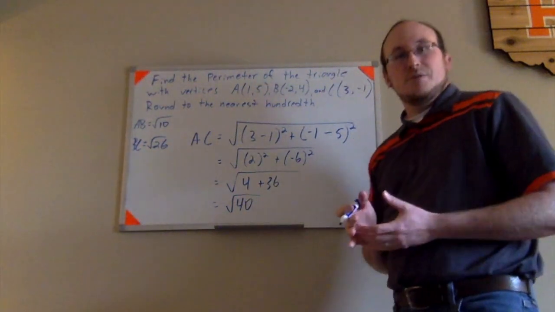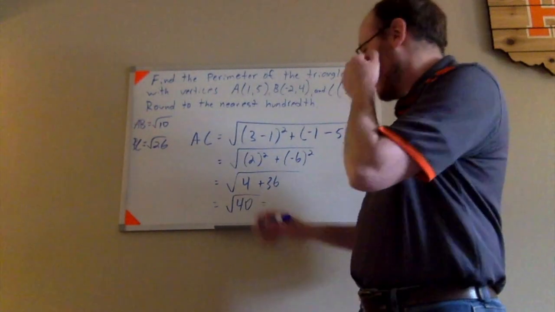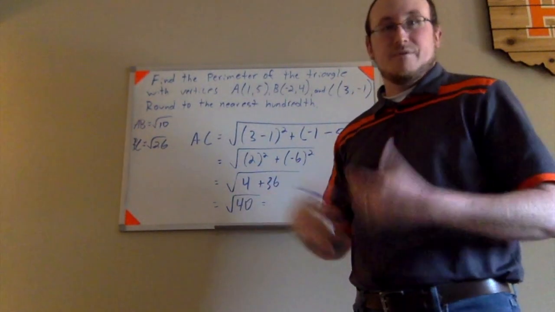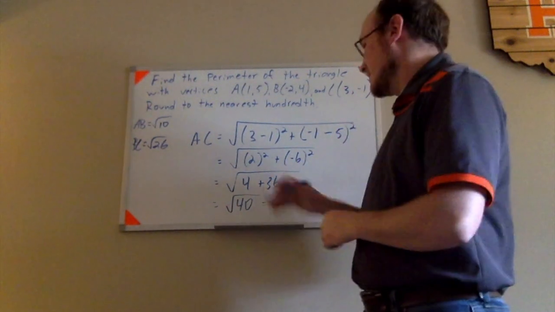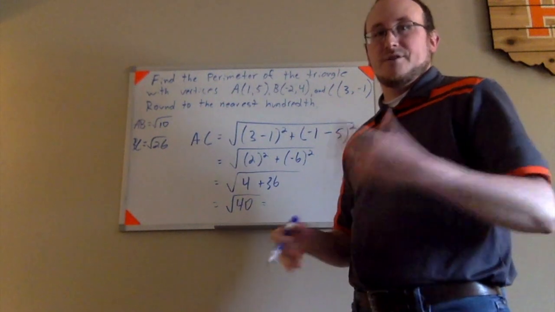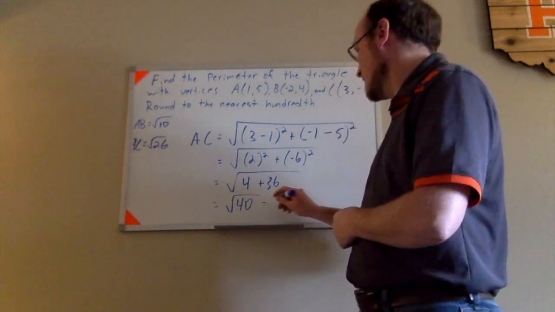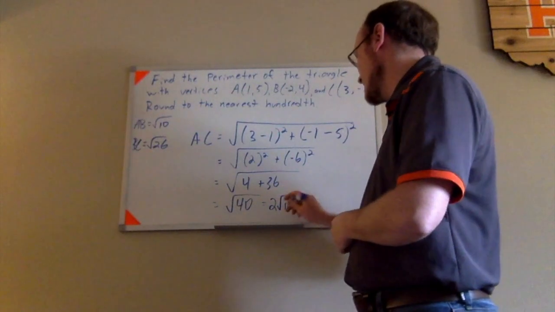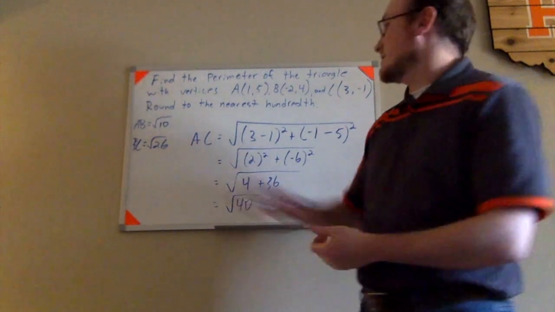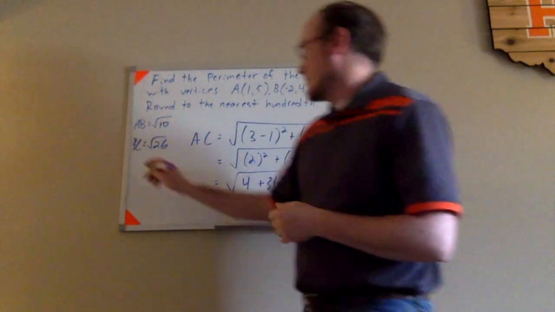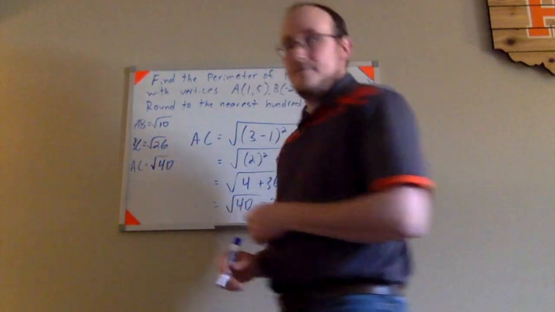That actually could be simplified a bit if I wanted to, but I certainly don't need to. Simplifying the radical there, again, if you know this process, then great. If not, don't worry about it. It's not really all that important to this problem. But the square root of 40 could actually break down as the square root of 4 times the square root of 10, and then the square root of 4 would be 2. So that could be 2 square root of 10 as a simplified radical. But again, not all that important to what we're trying to do here since they want a rounded answer. So we'll go over here, and AC was equal to the square root of 40.